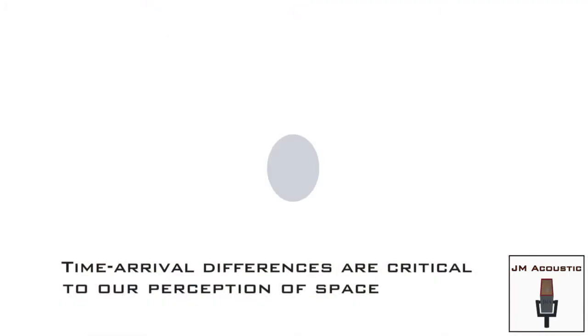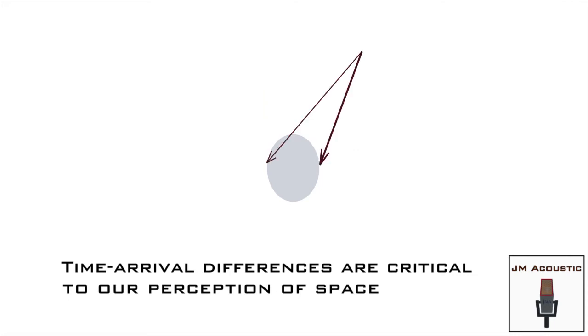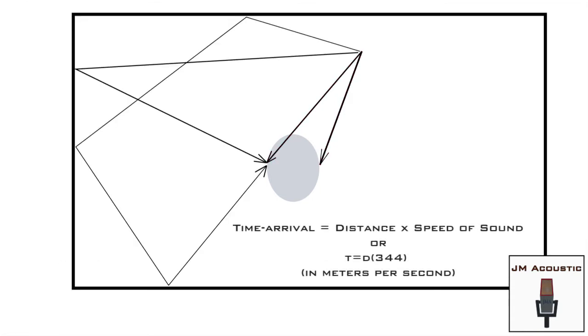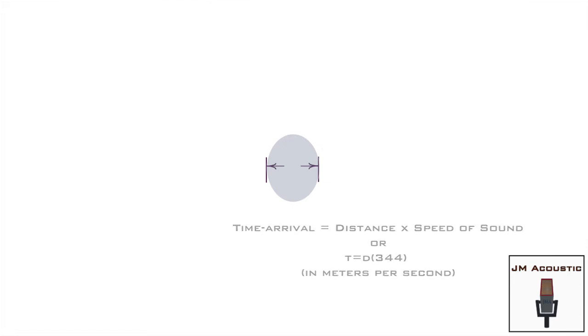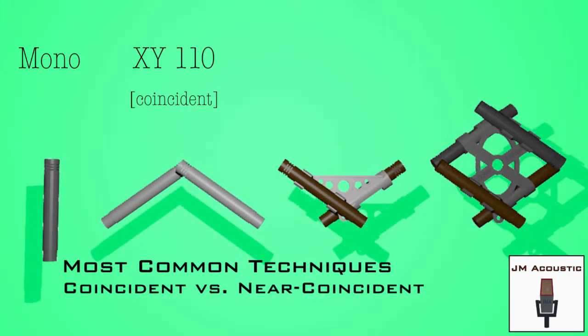Humans have 2 ears, just like we have 2 eyes. Because our eyes are set apart, they allow our brains to triangulate in order to perceive distance or depth. Our ears do a very similar thing. We sense loudness differences between our ears, but the human brain is also remarkably good at sensing time arrival differences between our ears. Time arrival differences are critical for our perception of room ambiance and spaciousness.